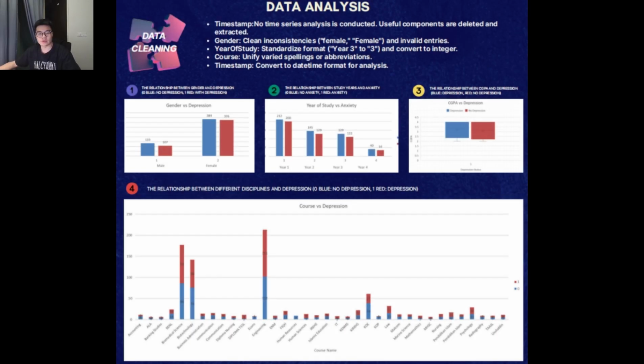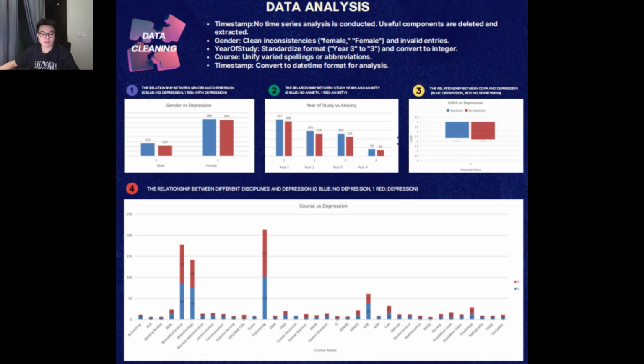For data analysis, we collect data from Kaggle, the university student mental health dataset. We do the pre-processing. For the timestamp, no time series analysis is conducted, and useful components are detected and extracted. For gender, we clean the inconsistencies and invalid entries. For year of study, we standardize the format, like year 3 to 3. We convert all to integers. For course, we unify various spellings or abbreviations. For timestamp, we convert to datetime format for analysis.